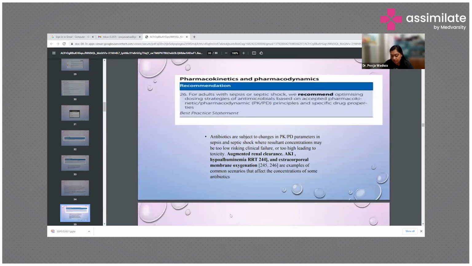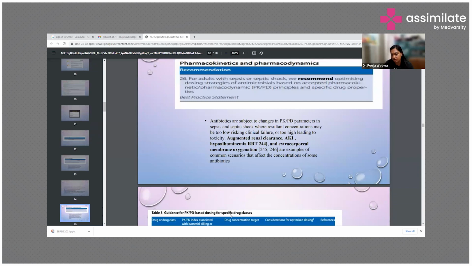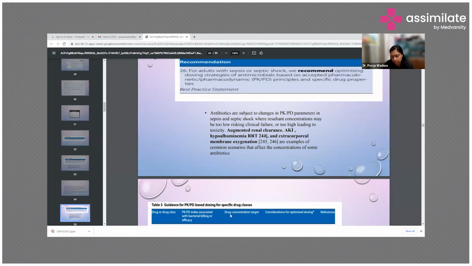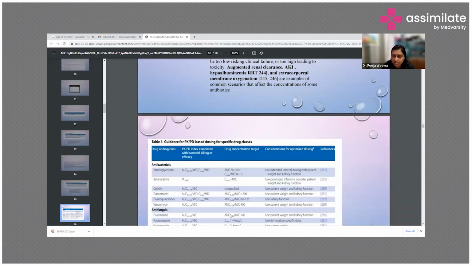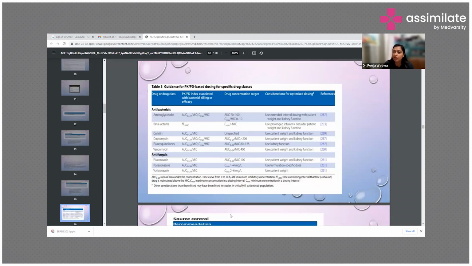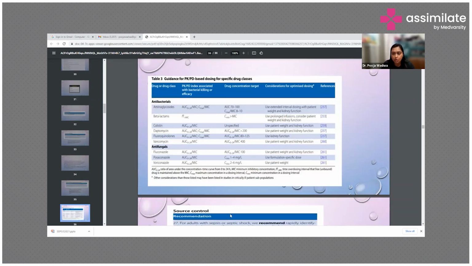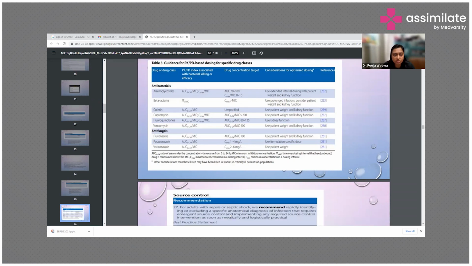So there are some conditions in which these antibiotics need modification, like augmented renal clearance, acute kidney injury, hypobilirubinemia, and in patients on renal replacement therapy or on ECMO. There are these scenarios in which all these therapies affect the concentration of the antibiotics, and you may need to modify your drug dosing accordingly. So this is some PKPD of drug classes, which I'm sure you must all be aware of.